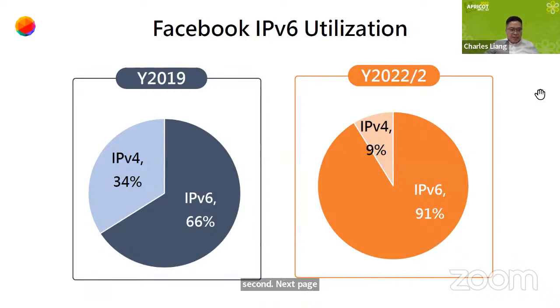Taiwan Mobile has cooperated with many global content delivery network companies. Take Facebook as an example. As of February 2022, the statistics showed that in 2019, the usage rate of IPv6 was 66%. In February 2022, the utilization rate of IPv6 has come to 91%. Next page, please.